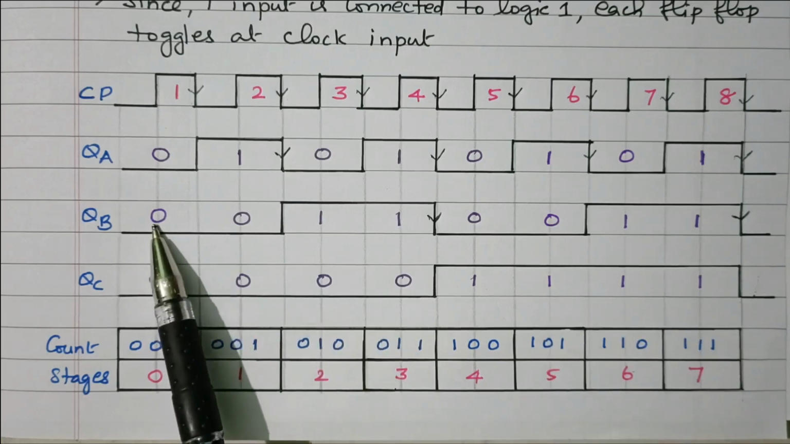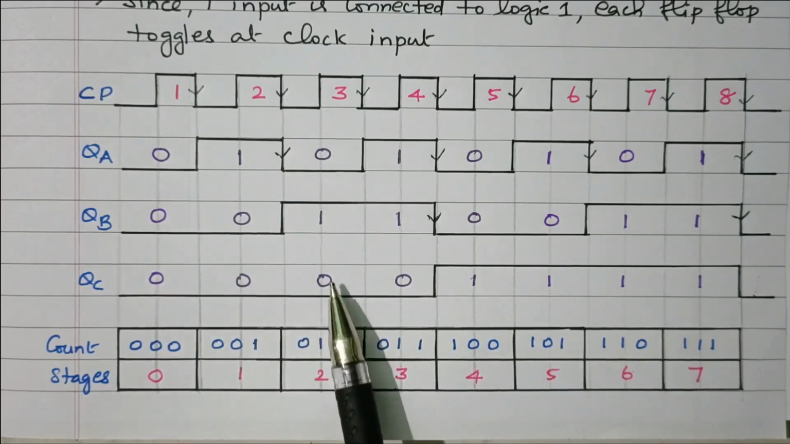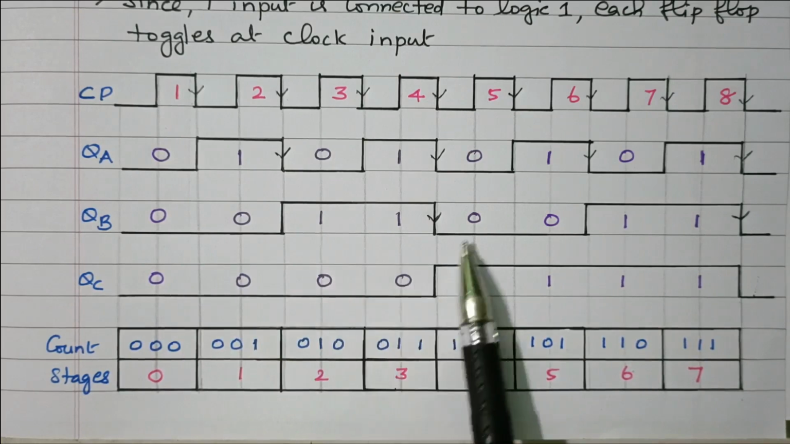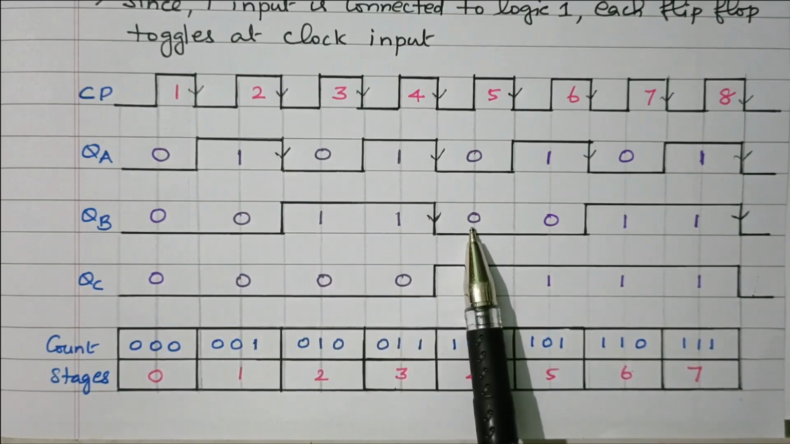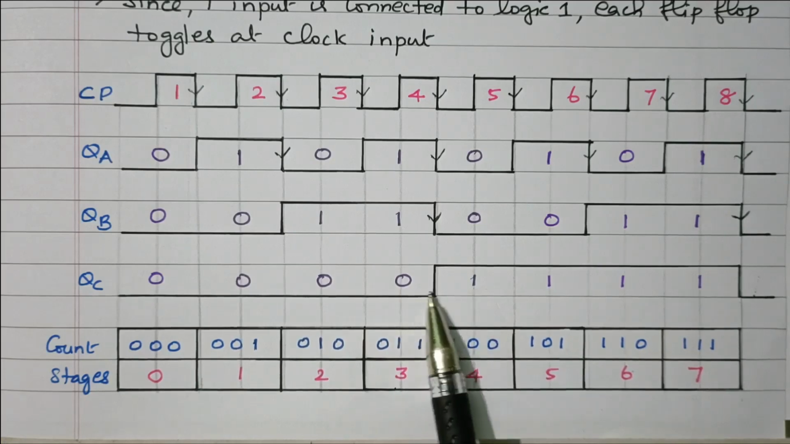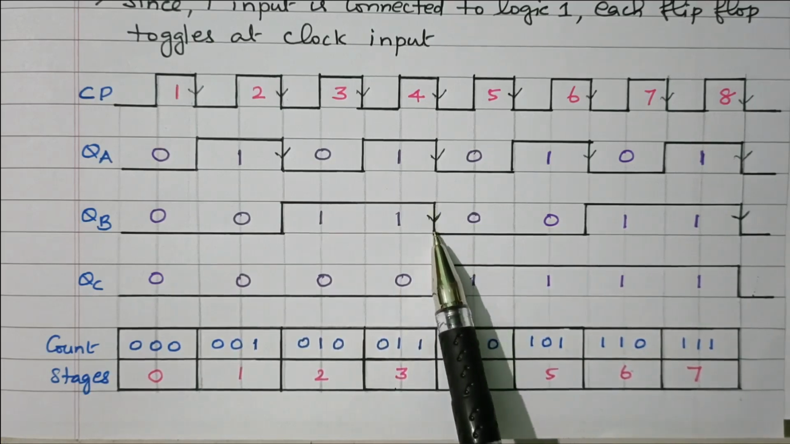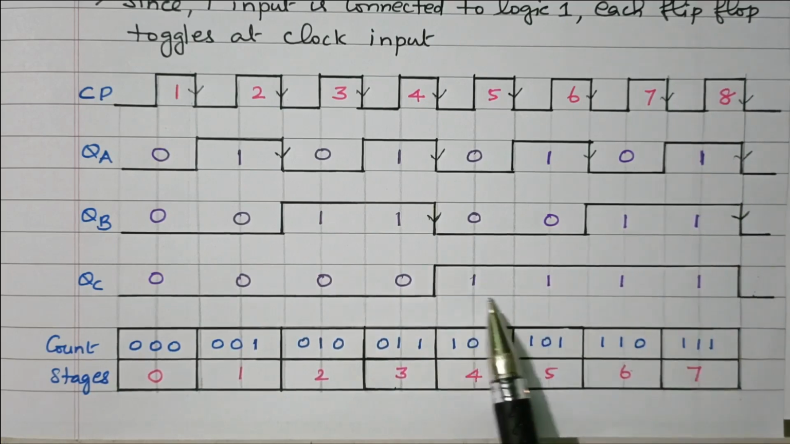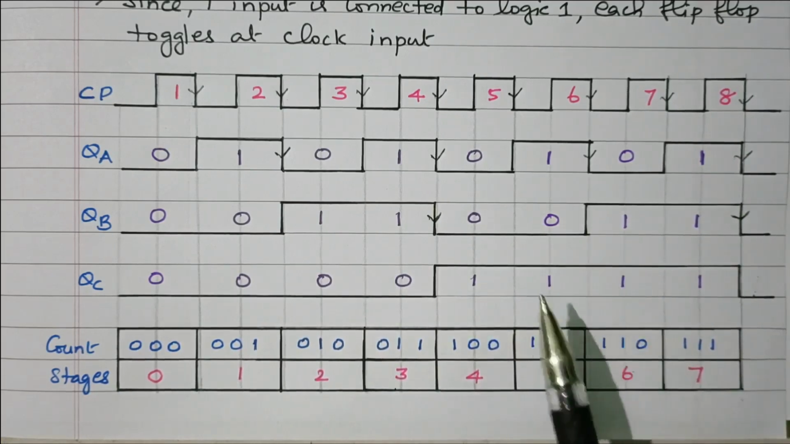Right? So due to 0, no change. Due to 1, no change. Here 0 is there. So this 0 means 1 is applied, so the state changes. The T flip-flop state changes. Otherwise, during every trailing edge, there is a change. During the positive edge, no change.